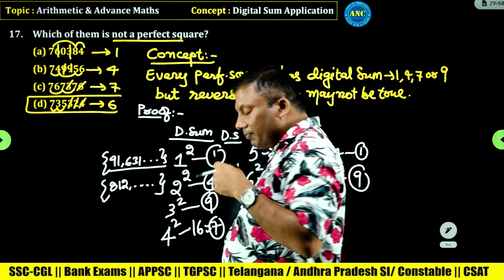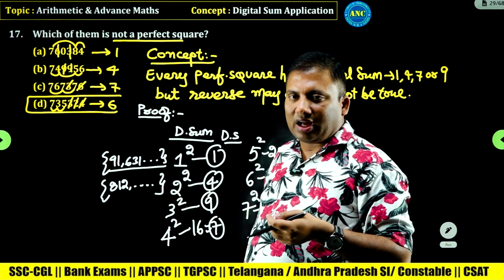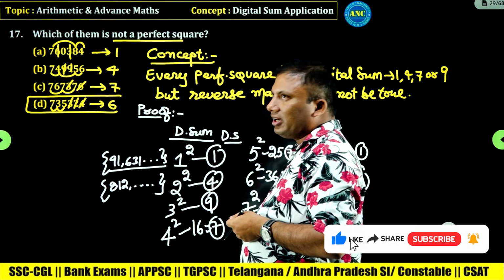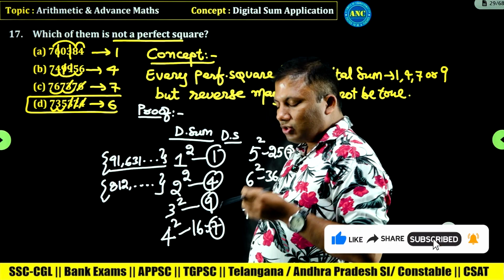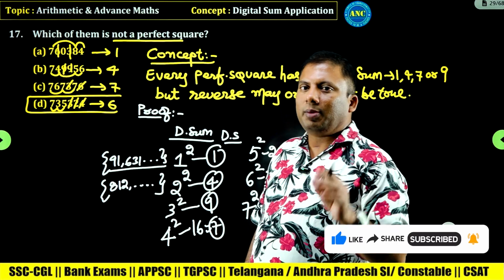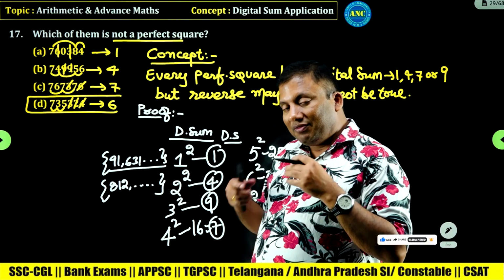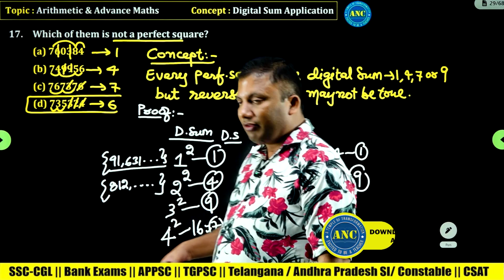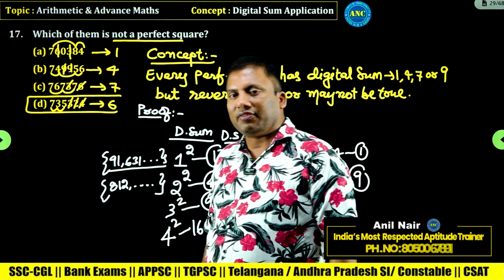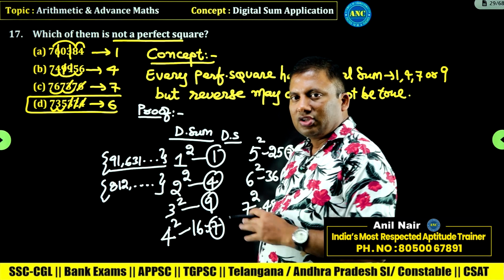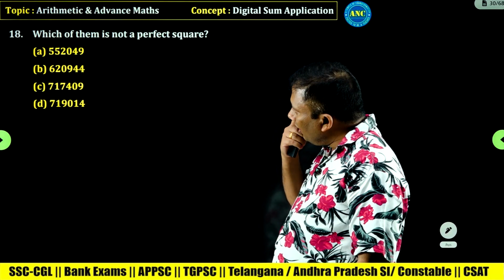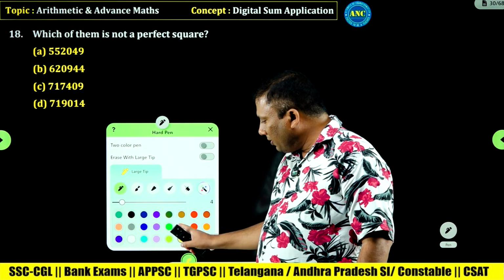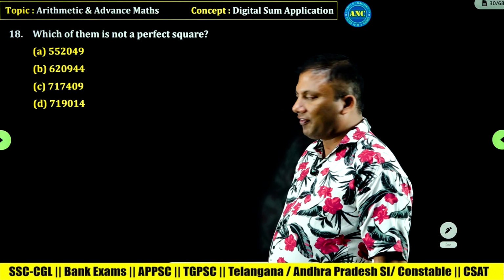If the digital sum is not 1, 4, 7 or 9, definitely it is not a perfect square. So option D is not at all a perfect square, because every perfect square has a digital sum of 1, 4, 7 or 9. If you solve it, you will come to know that the first three are all perfect squares. Question 17 clear? Which of the following is not a perfect square? Another question based on the concept of a perfect square.